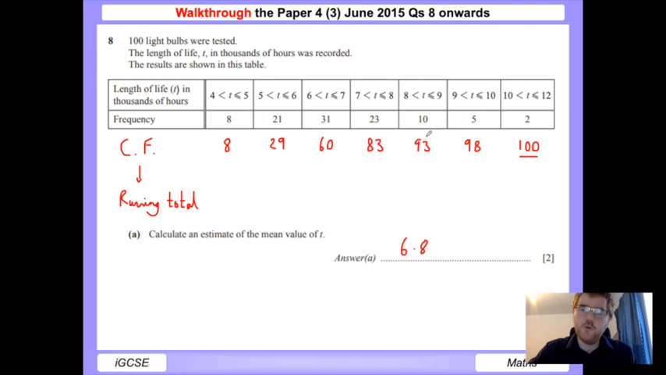This last number should always be the same as our total. If it isn't, and I recorded this the first time, it was 99. So make sure you always check that it's 100, then you can correct what you've done.